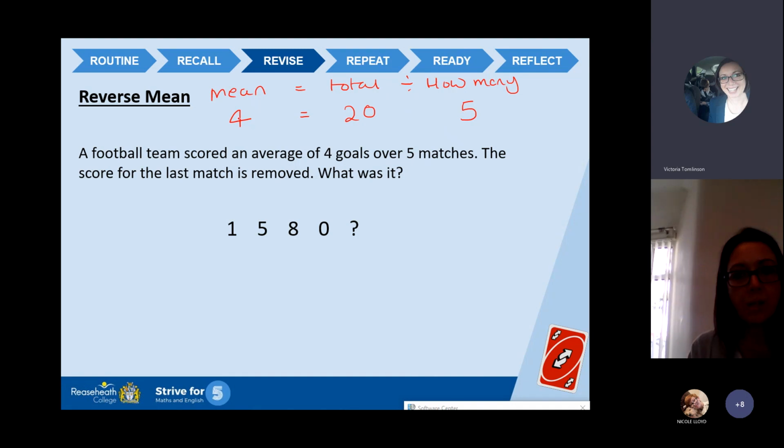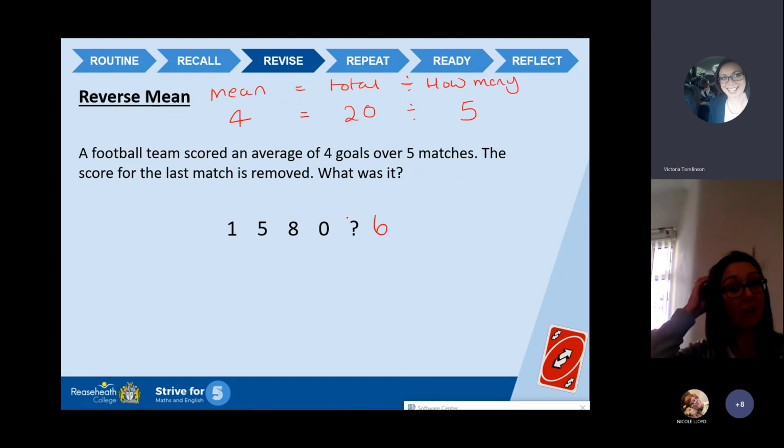So times these 2 numbers to get the total. So we know now 4 is 20 divided by 5. So we know the total needs to come to 20. So then we can add up the numbers here. So we've got 1 plus 5 plus 8 plus 0 is 14. So that means if the total's got to come to 20, the last number is in fact 6, which you guys have all worked out before me. Well done.